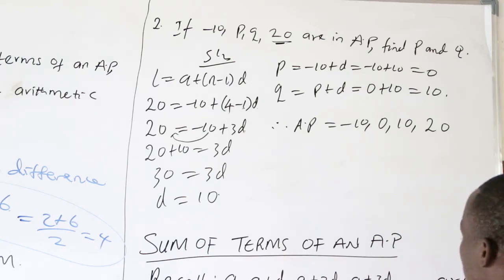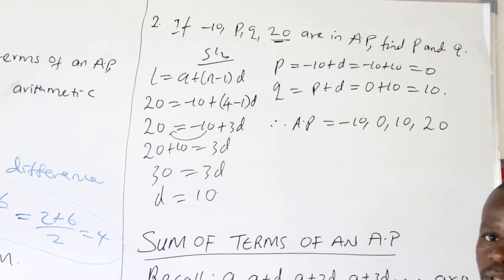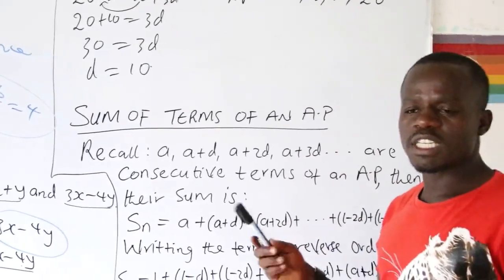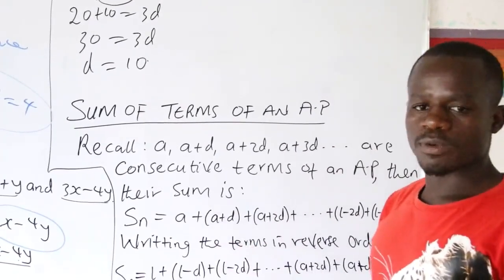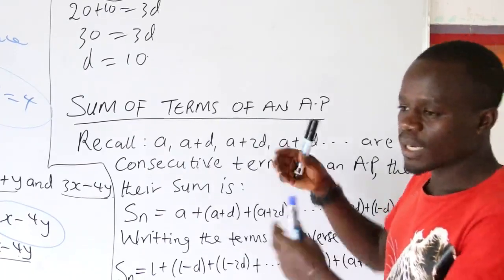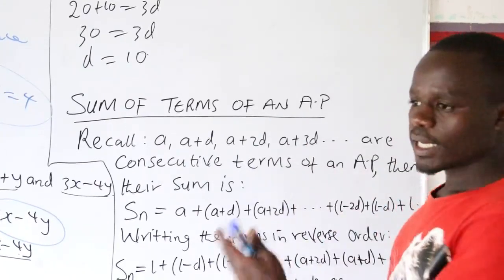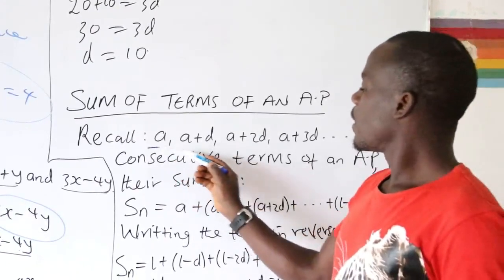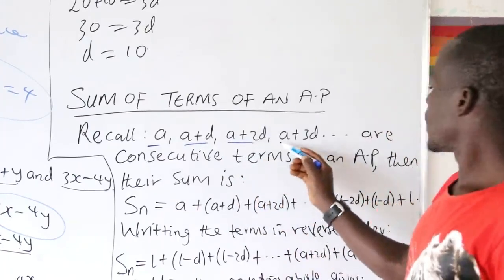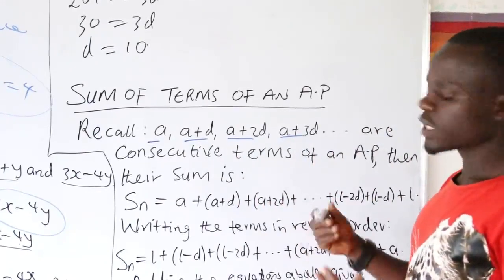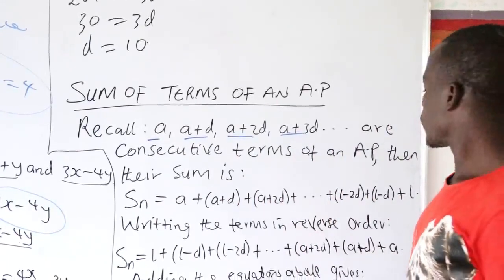Let's take the last thing on AP, which is the sum of terms of an AP. Now, from our introduction, we talked about series, and we said series is the summation of the terms of a sequence, isn't it? So, if we want to find the summation of terms in an AP, how do we go about that? That is what we shall consider now. So recall that A plus D, A plus 2D, A plus 3D, A plus 4D, and the rest are consecutive terms of an arithmetic progression.